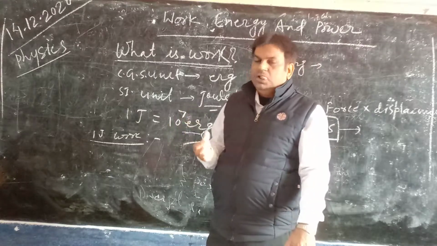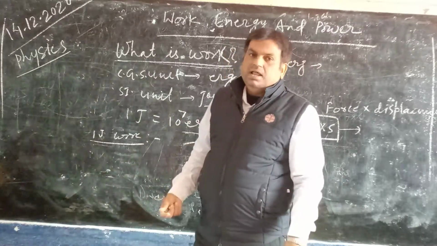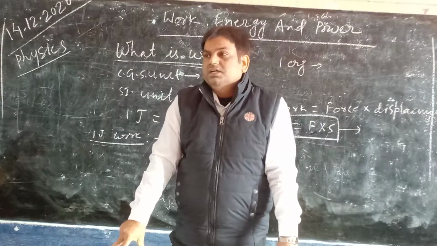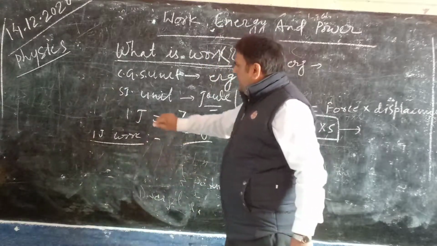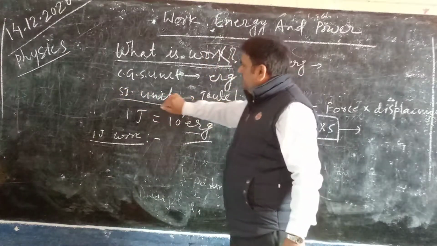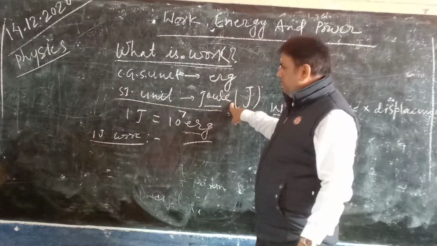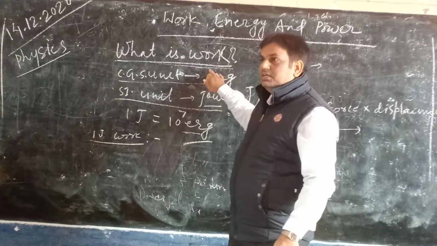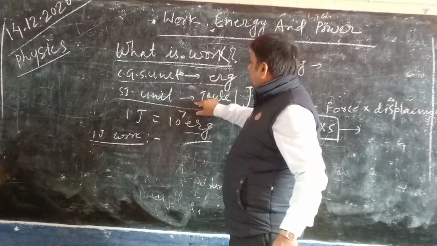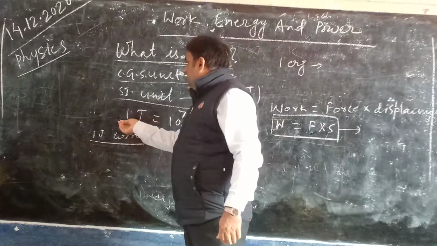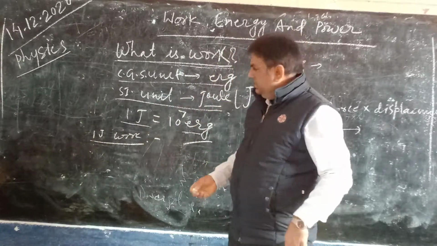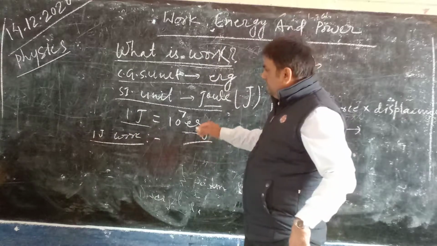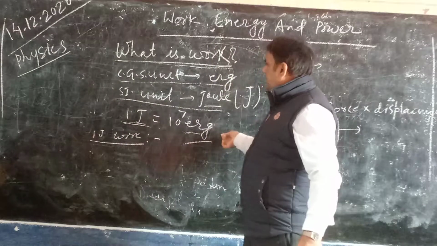So then what is work? Work is simply when we apply a force on an object and the object moves in the direction of force. The SI unit of work is joule, and the CGS unit of work is erg. The relationship between erg and joule is: 1 joule equals 10 raised to the power 7 erg. This is the relationship between joule and erg.